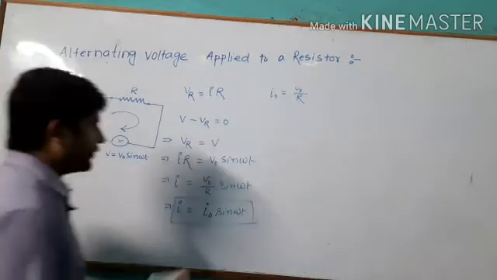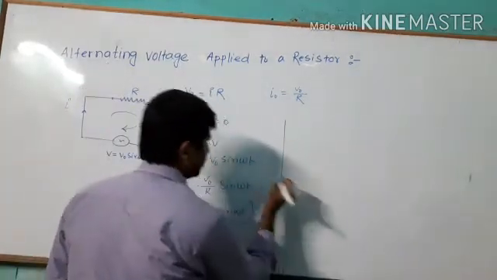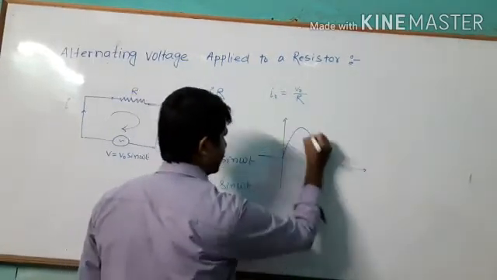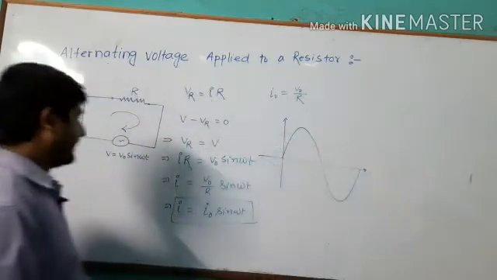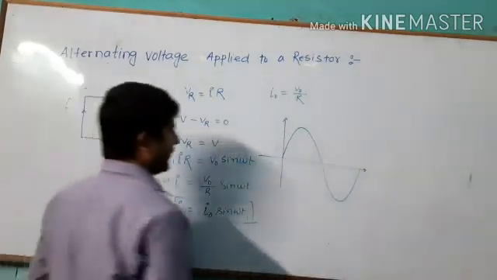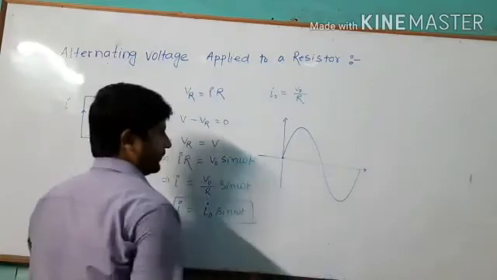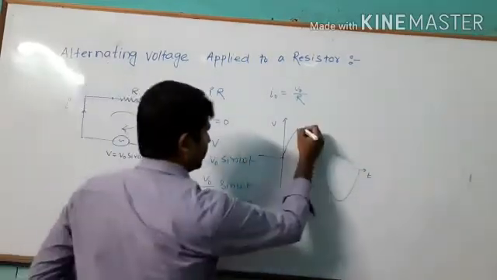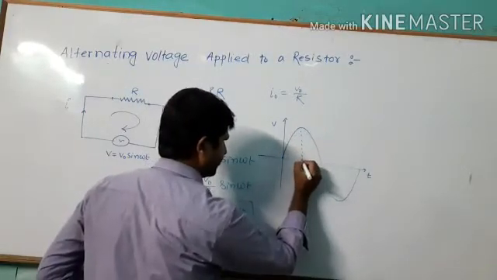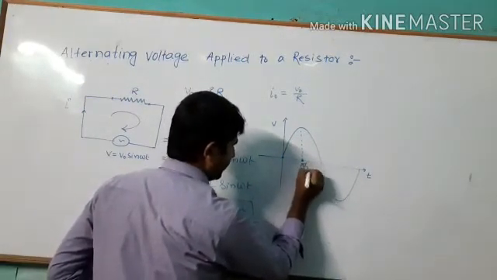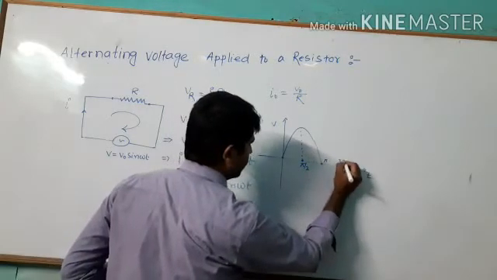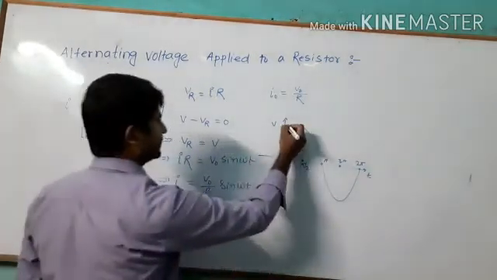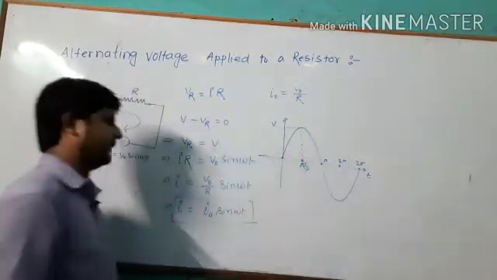Means if I draw the wave diagram of this voltage for a complete cycle, then say this is the wave diagram of this voltage, V equal to V0 sine omega t, versus t. So this is V. Say this is the maximum position, so this is V0. When the angle is pi by 2, this is pi, this is 3 pi by 2, and this is 2 pi. Now this is V0, the maximum value or peak value.